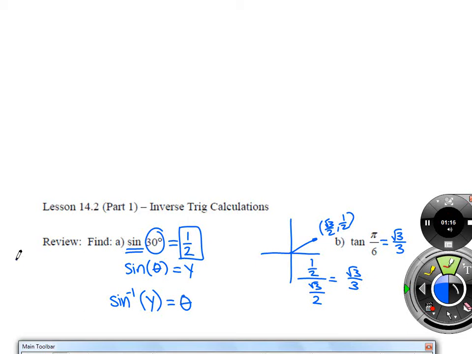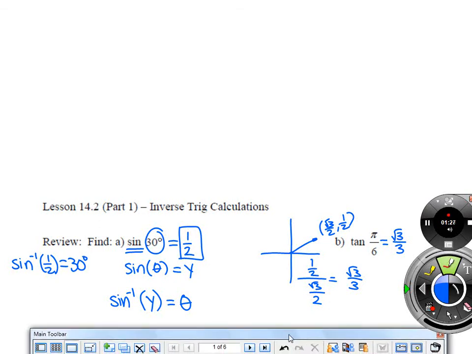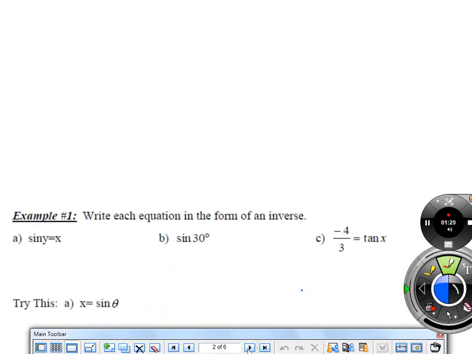So for example, if I say, what is the inverse sine of 1/2? The answer is 30 degrees, because 30 degrees would be a location where the sine is equal to 1/2. Sorry, this should say equals 1/2. So if we were to rewrite each of these in the form of an inverse, here it would be inverse sine of x equals y.